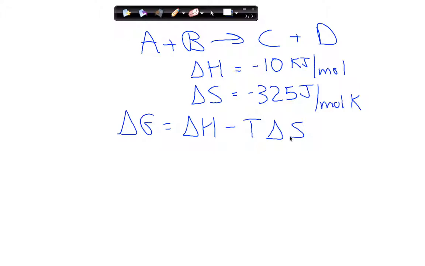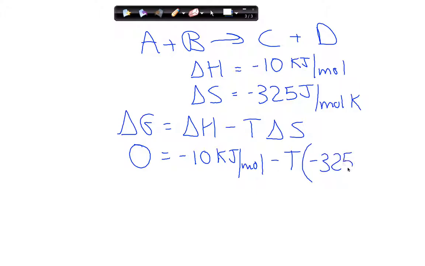And now guys, what are we going to set G equal to? 0. And they gave us delta H, negative 10 kilojoules per mole. And then that's minus, and we're solving for T. And then our delta S is negative 325 joules per mole Kelvin. And we now solve that for T.